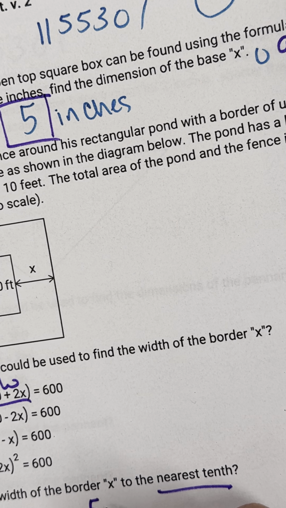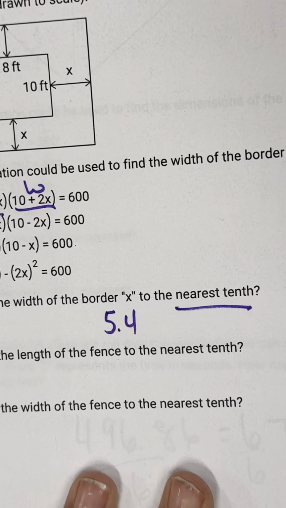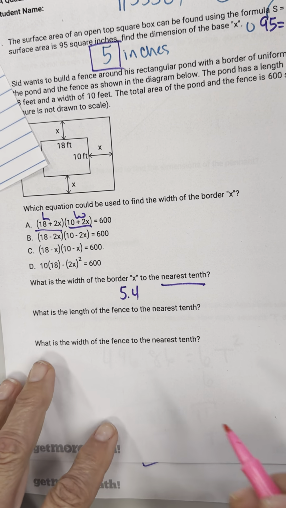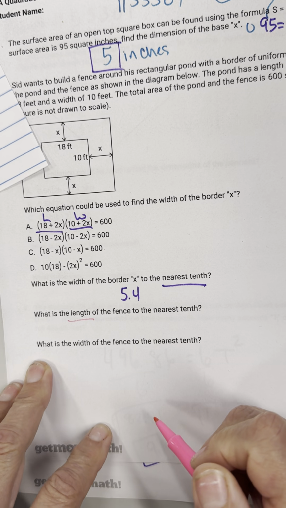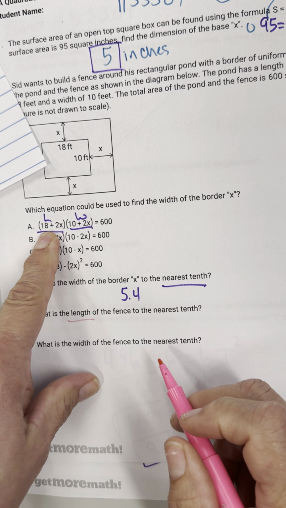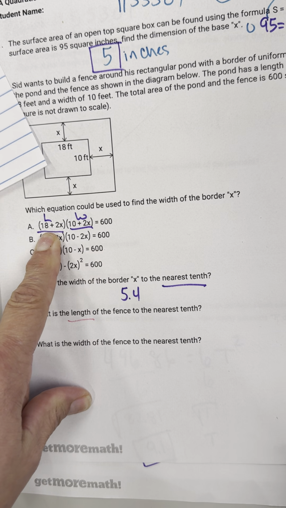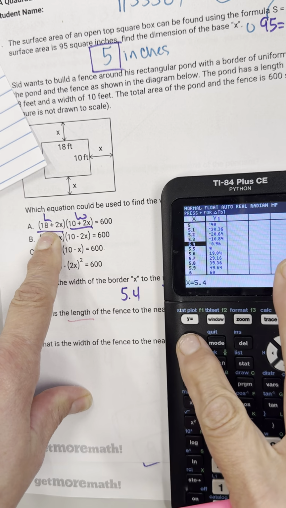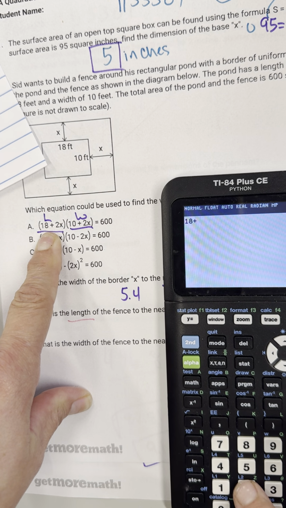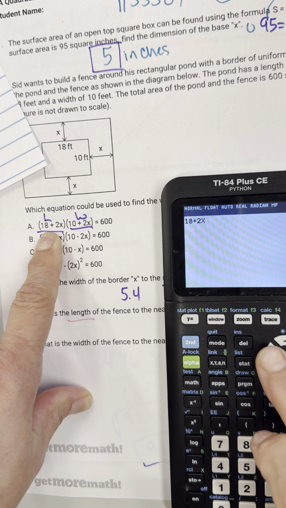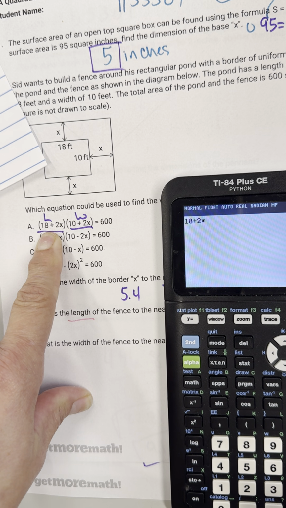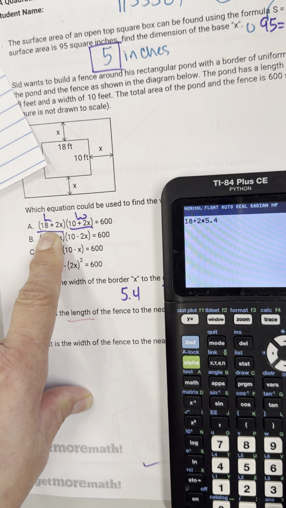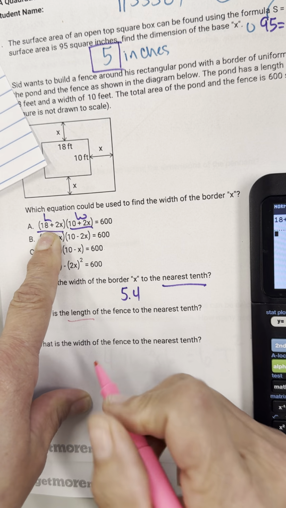So x equals 5.4. This is where your labeling is helpful. So what is the length of the fence? Well, super easy. I've got the formula right there. So I'm going to do 18 plus 2 times 5.4. I started to do x. That's 28.8.